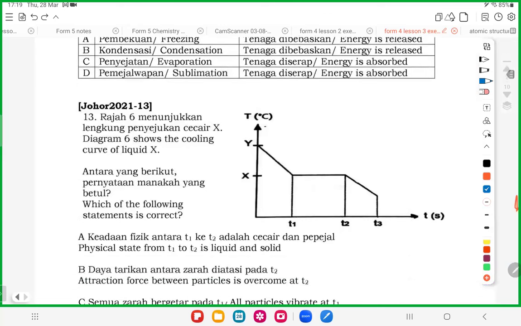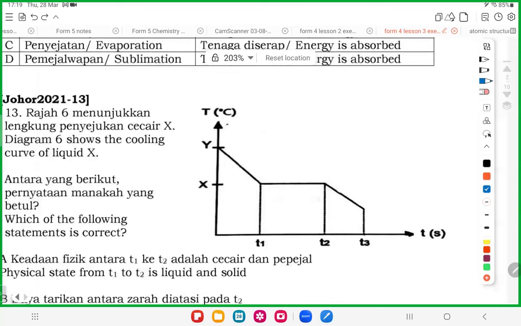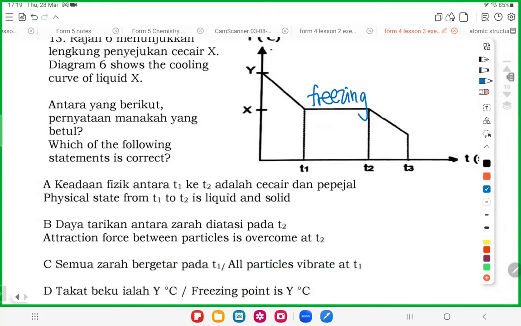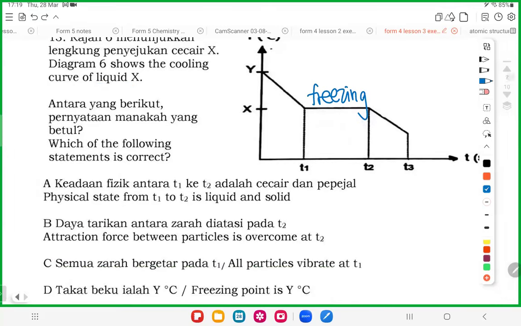So let's look at this. This is a Johor paper. This is one objective question from Johor, 2021. Diagram number six shows you the cooling curve for liquid X. When you cool down a liquid, what will happen? Freezing, isn't it? So you know already, this process is freezing, okay? Which of the following statements is correct?